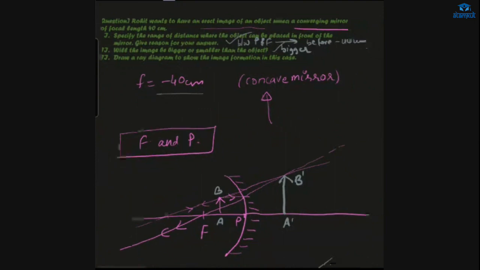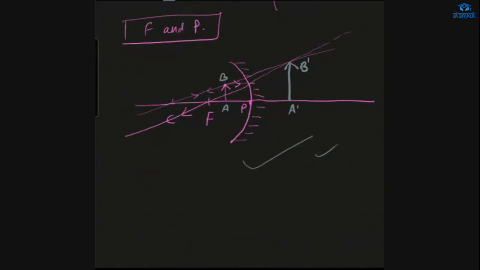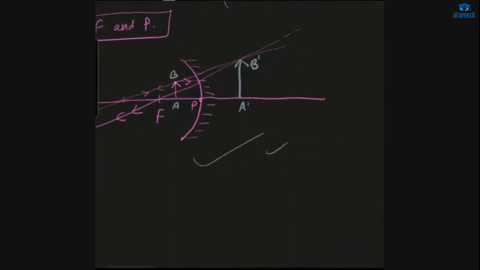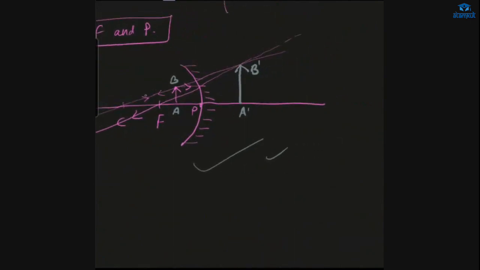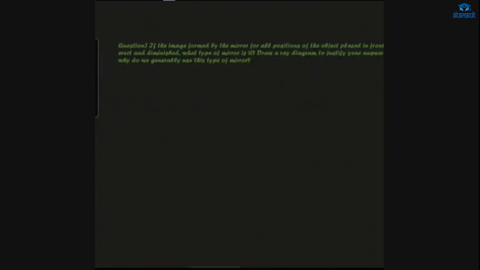Draw a ray diagram to show the image formation. This is the ray diagram. And don't forget, whenever I draw a ray diagram, I always specify that an arrow should be there, because a ray is nothing without an arrow.